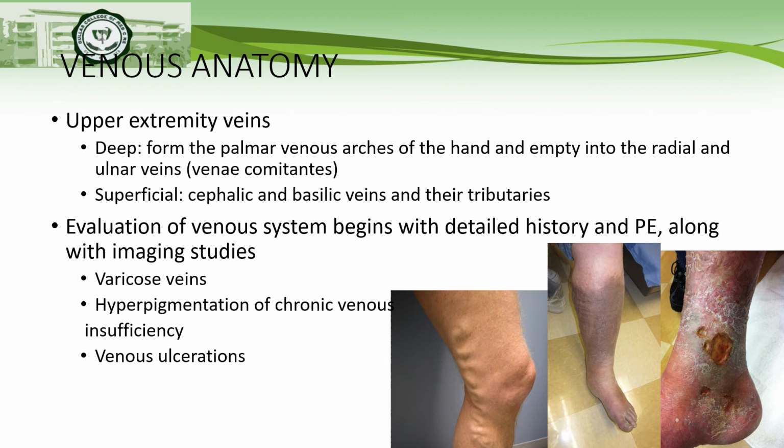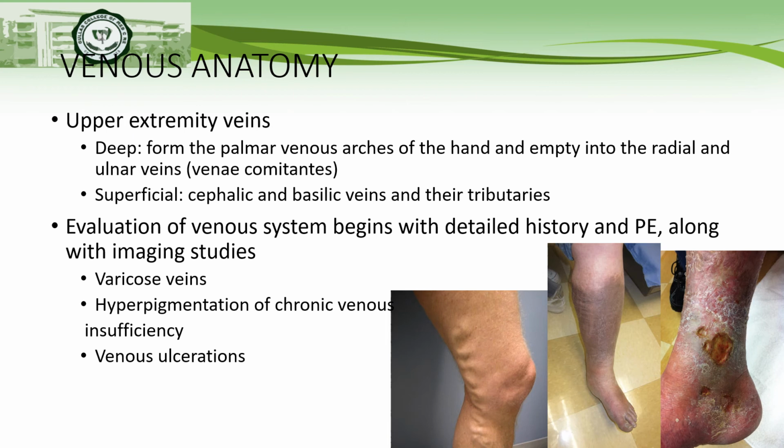For the upper extremity veins, similar to the lower extremity, they are also divided into deep and superficial veins. Deep veins form the palmar venous arches of the hand and empty into the radial and ulnar veins, forming the venae comitantes. The superficial veins are usually the cephalic veins, the basilic veins, and their tributaries proximal.